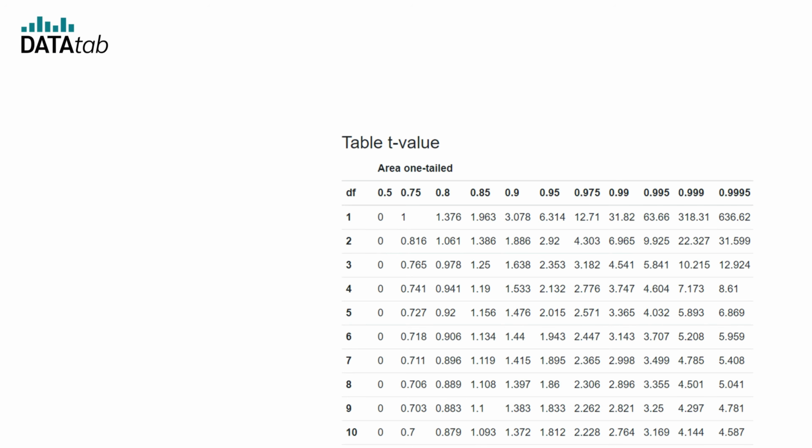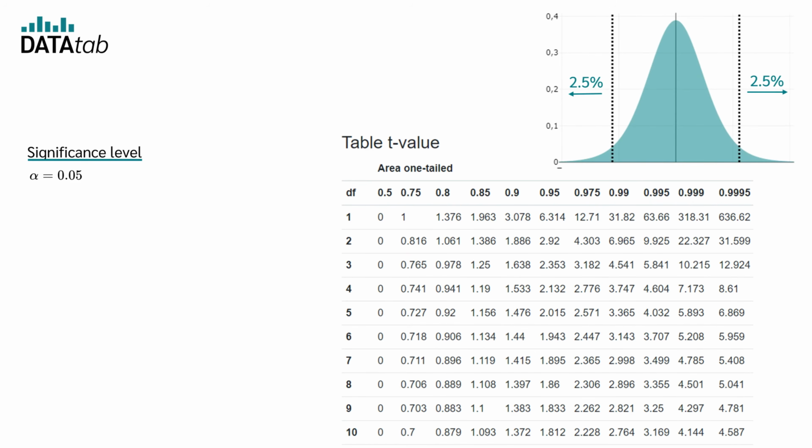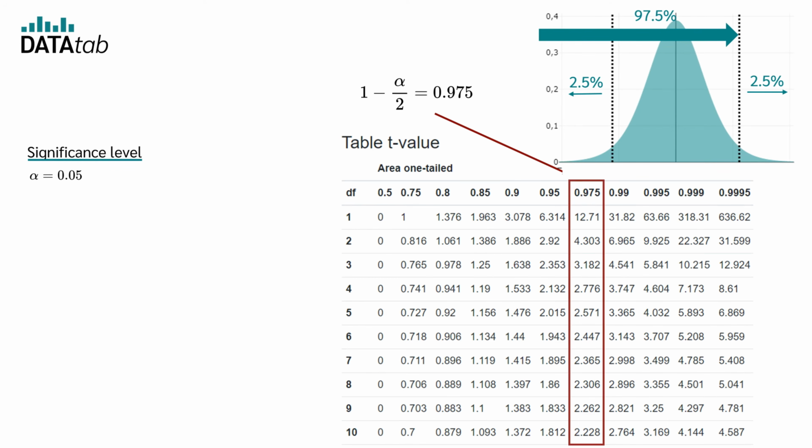But how does this work? We have set a significance level of 5%. If we are testing an undirected hypothesis, this would mean that we split the 5% between the left and the right side. So we have 2.5% on the left and 2.5% on the right side. Therefore, in the table of critical t-values, we need to look at 97.5%. This is what we get by subtracting half the significance level from 1. So we are in this column right now.